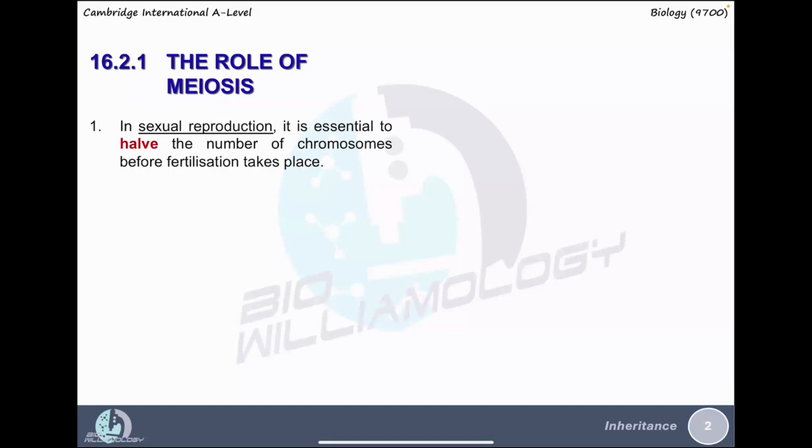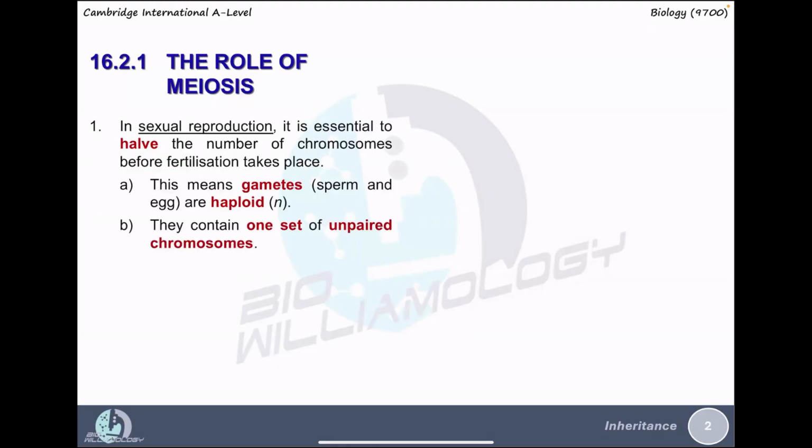In sexual reproduction, it is essential to halve the number of chromosomes before fertilization takes place. This means gametes, those sperm and eggs, are haploid cells. They contain only one set of unpaired chromosomes. And this is very important to prevent the chromosome number from doubling every generation. Try to imagine that if a gamete is diploid, then at fertilization the number of chromosomes will be doubled.